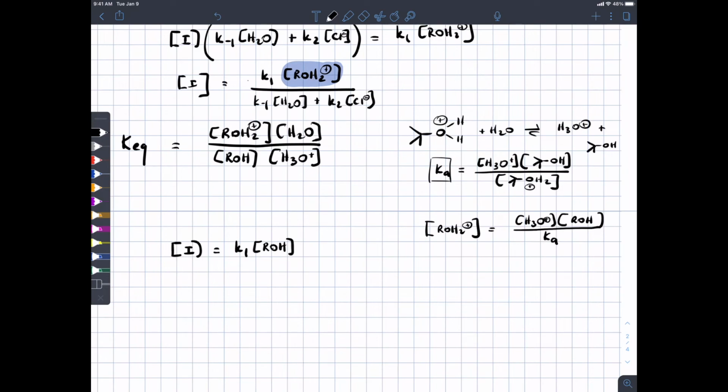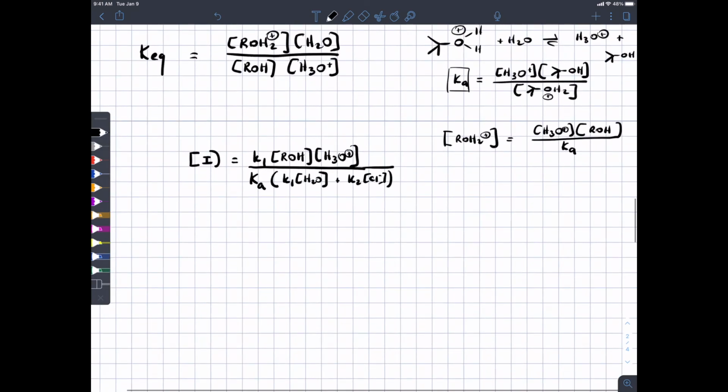ROH times H3O plus divided by Ka for ROH2 plus times K1 times the concentration of water plus K2 times the concentration of chloride. And I meant K minus 1 times the concentration of water.